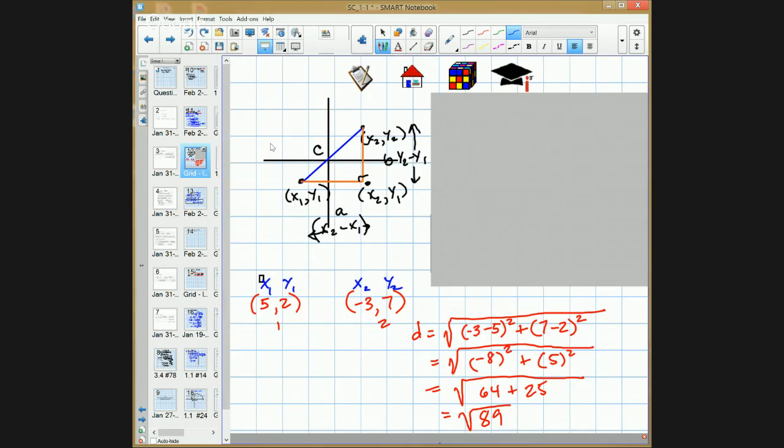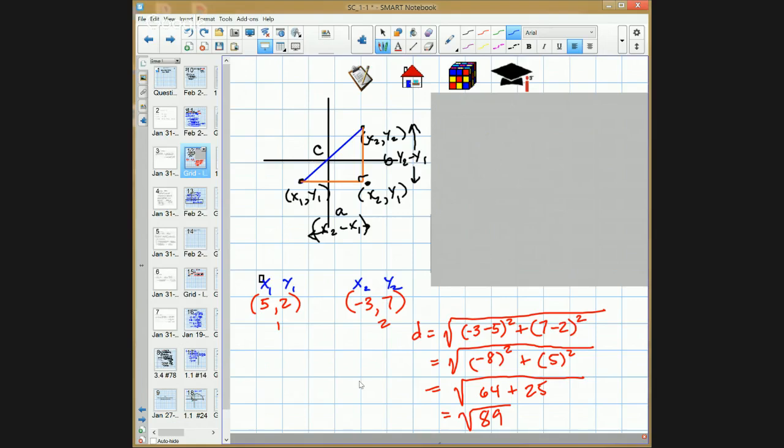I don't want you to give the decimal equivalent of that. Why? Because the square root of 89 is exactly correct. I'm sure if you really needed it, if you were going to the store and you had to have something that long, yeah, go ahead and get the decimal equivalent. But in math, if you can give the exact answer, you're better off leaving it in that form.